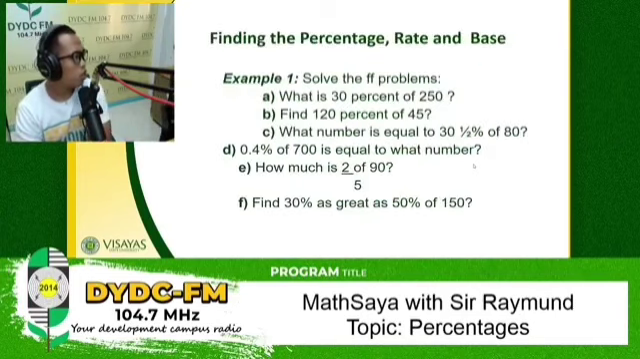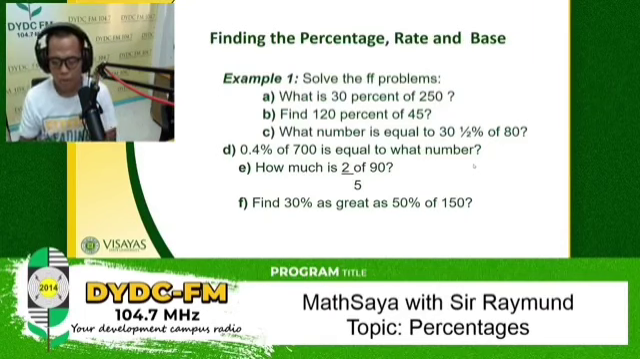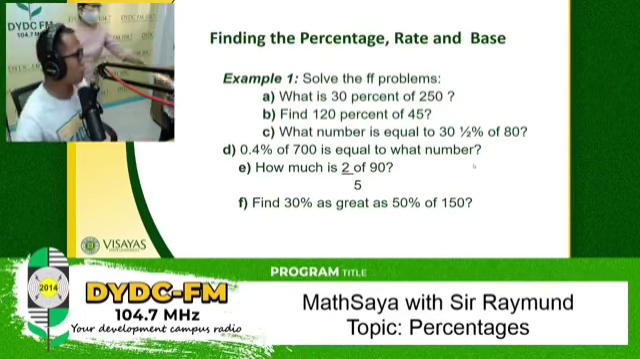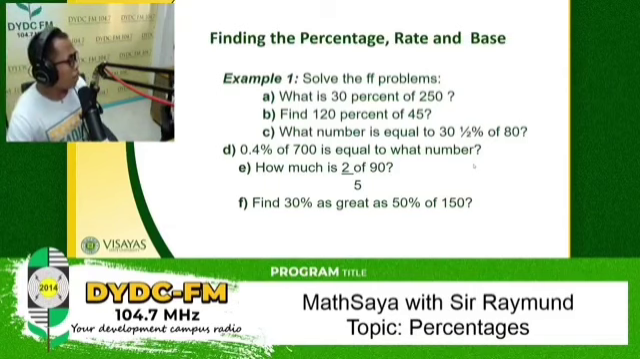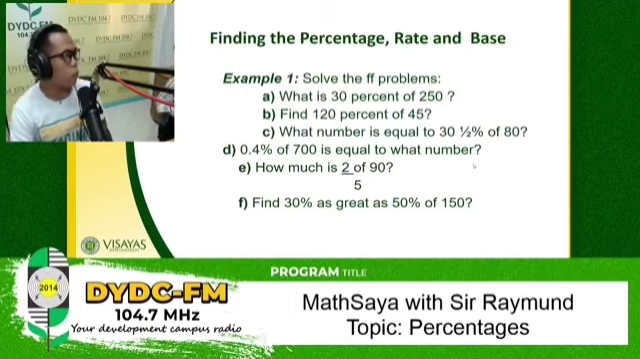Okay, so how to find percentage, rate, and the base? Consider example number 1. Solve the following problems. What is 30% of 250? Second, find 120% of 45. Letter C, what number is equal to 30.5% of 80? Letter D, 0.4% of 700 is equal to what number? Letter E, how much is 2/5 of 90? Letter F, find 30% as great as 50% of 150.